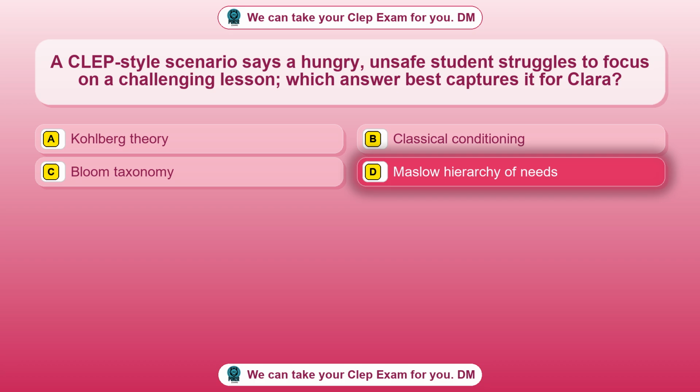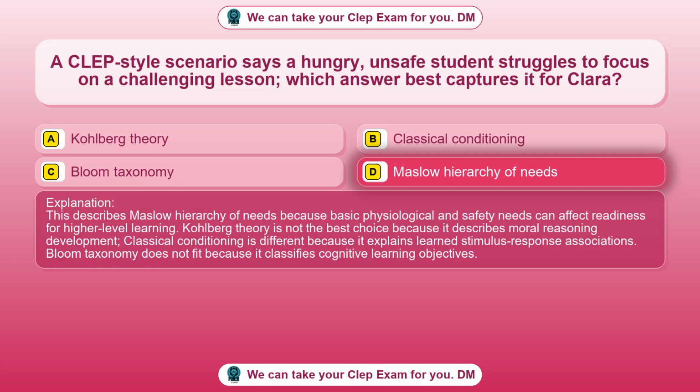Maslow hierarchy of needs. This describes Maslow hierarchy of needs because basic physiological and safety needs can affect readiness for higher level learning. Kohlberg theory is not the best choice because it describes moral reasoning development. Classical conditioning is different because it explains learned stimulus response associations. Bloom taxonomy does not fit because it classifies cognitive learning objectives.